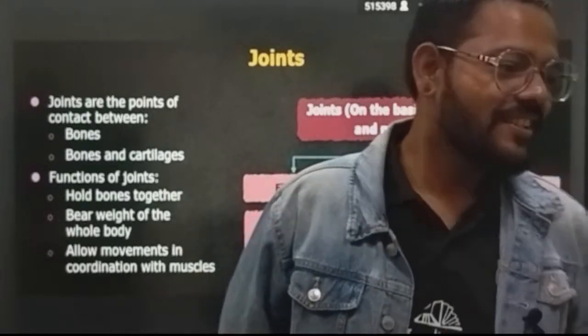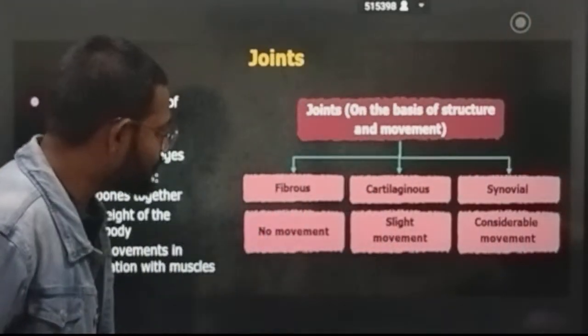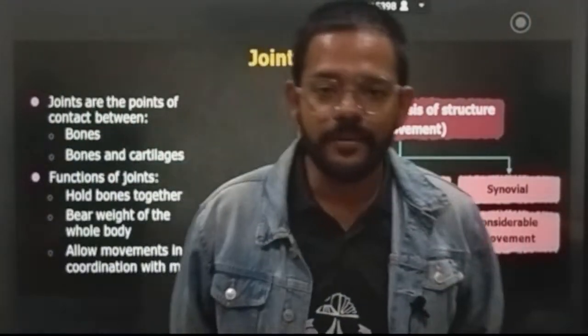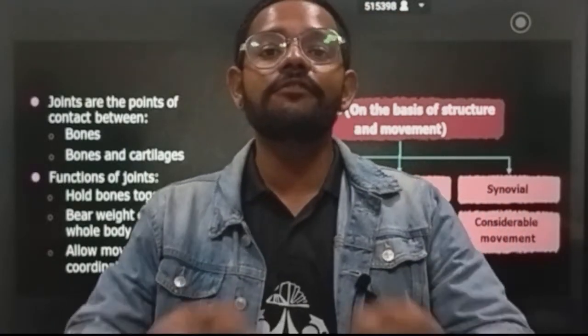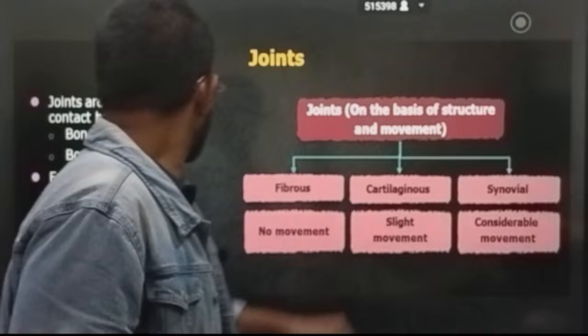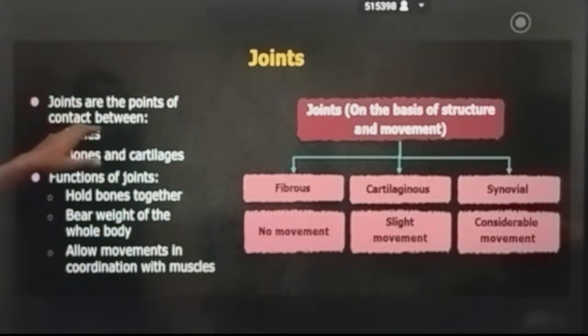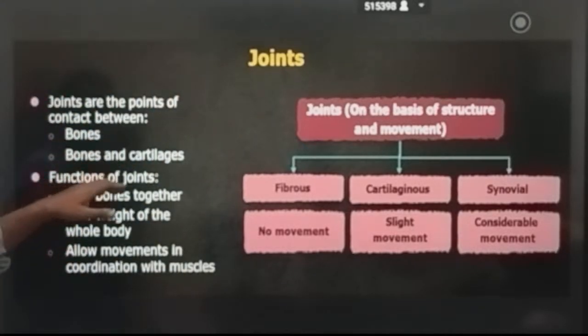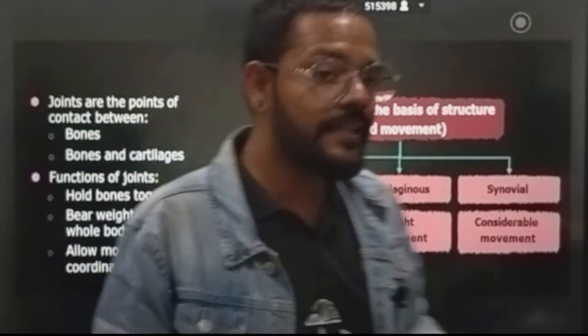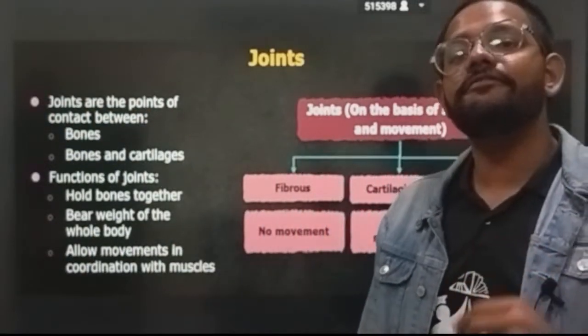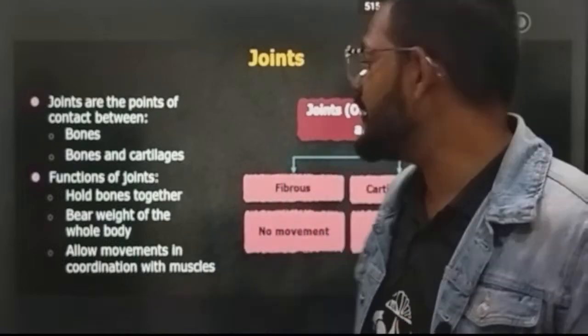We can say that. So on joints: non-movable is your fibrous, cartilaginous is slightly movable, and the synovial joint is fully movable. Joints are the point of contact between bones, and between bone and cartilage. Functions of joints: hold bones together, bear the weight of the whole body, and allow movement in a coordinated way. These are the functions of joints inside the human body.